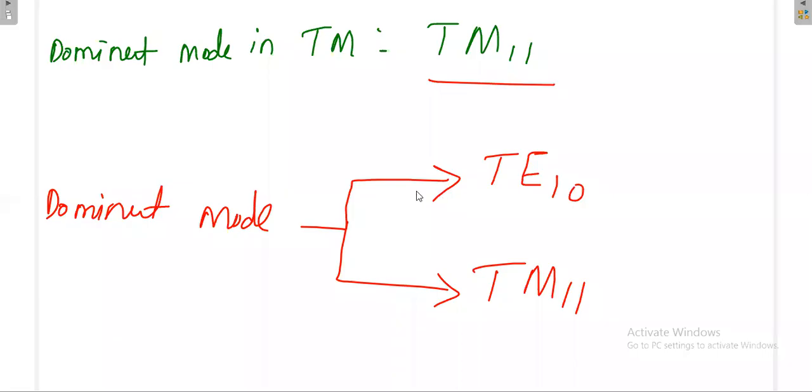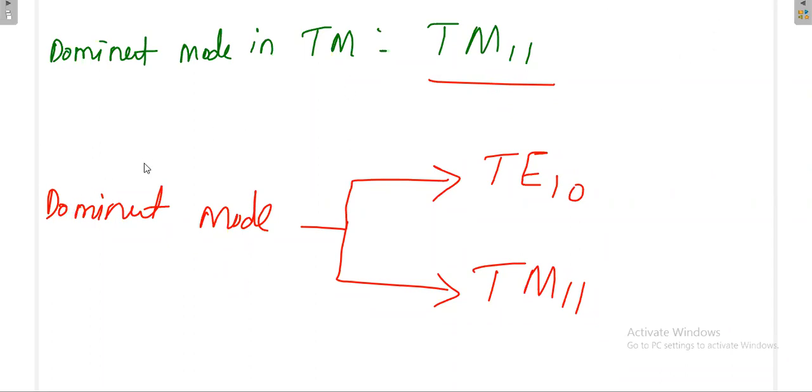Modes in TE as well as in TM. Then finally we have concluded what is the dominant mode in case of TE, that is TE10, and this is true only when a is greater than b, and then the dominant mode in case of TM is TM11.